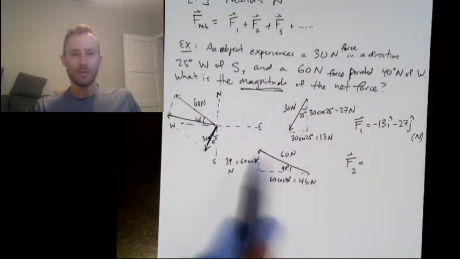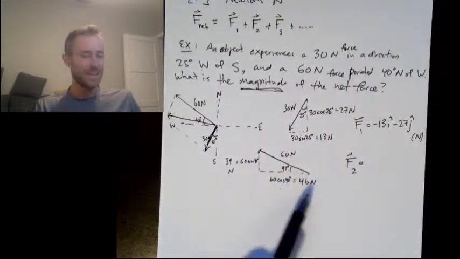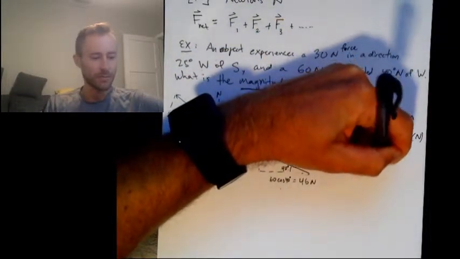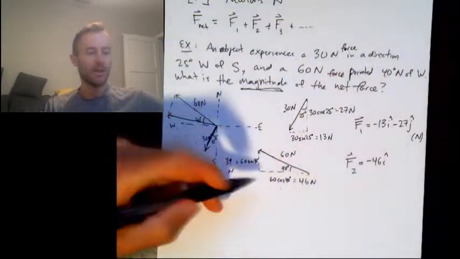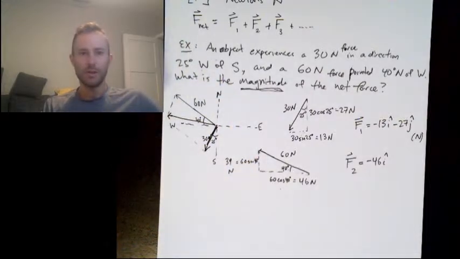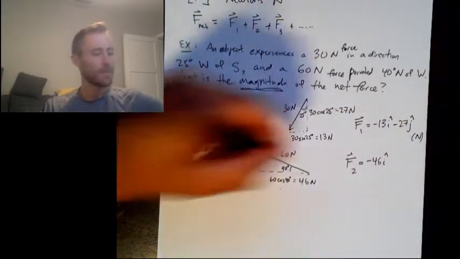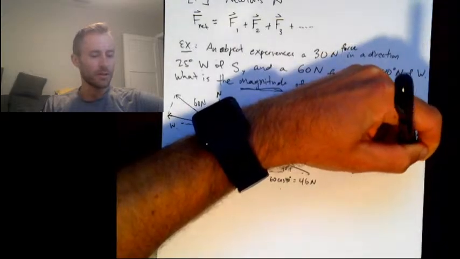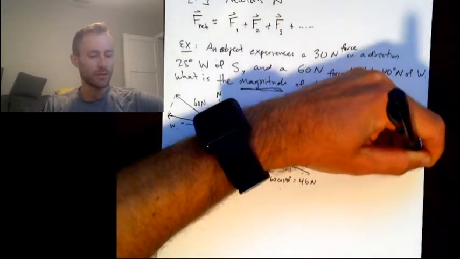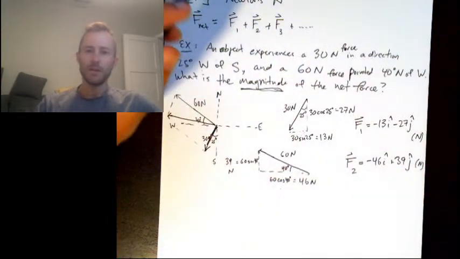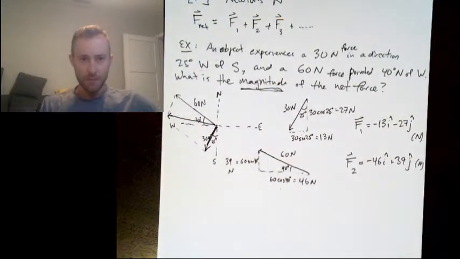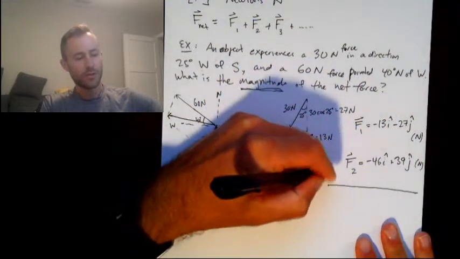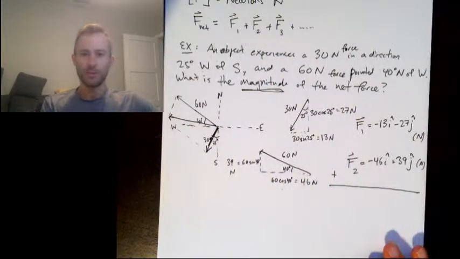So if I look at force 2, it goes up and to the left. So it's going to have a negative i component to indicate that it's going to the left. And it's going to have a positive j component to indicate that it's going upward. So plus 39 j, parentheses newtons.